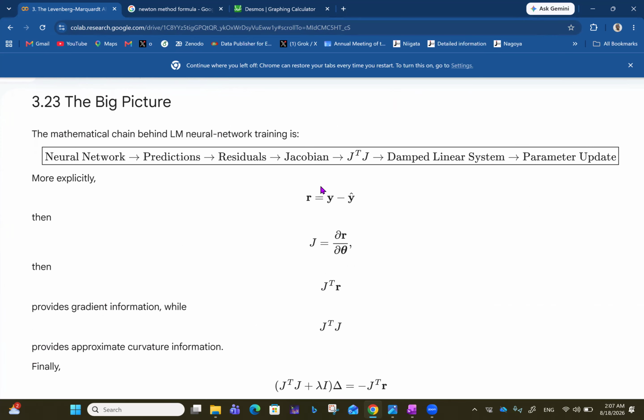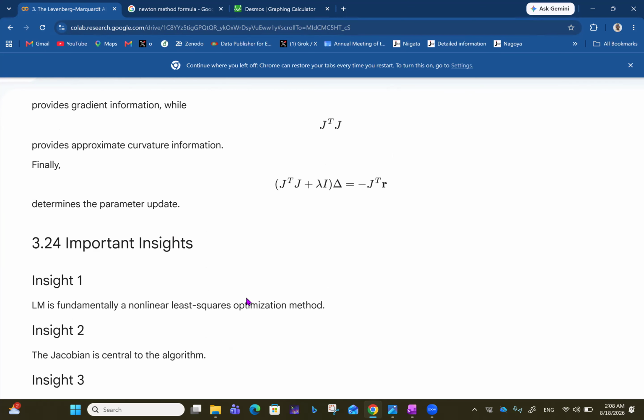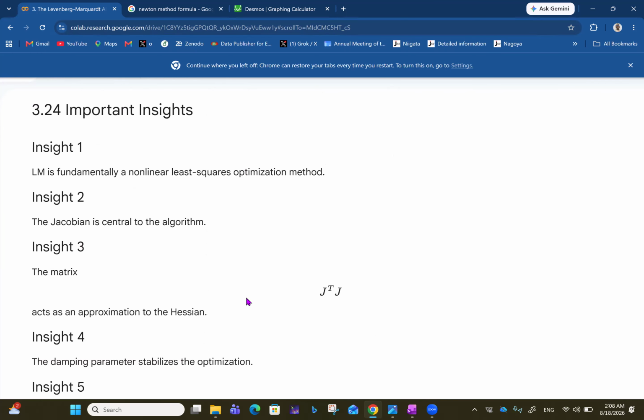More explicitly, you have the residual to be observed minus predicted values. Then J is dr d theta. Then J transpose R provides gradient information, while J transpose J provides approximate curvature information. And finally, you have J transpose J plus lambda I delta equals minus J transpose R, which determines the parameter update. And then we have some important insights.